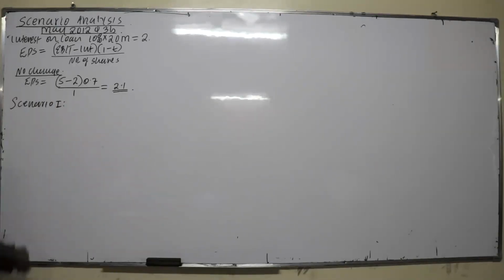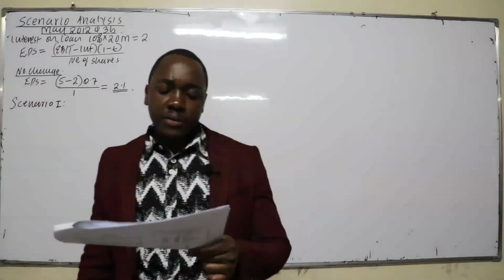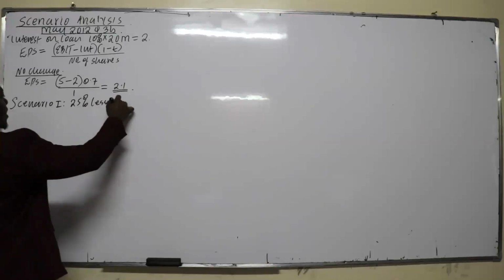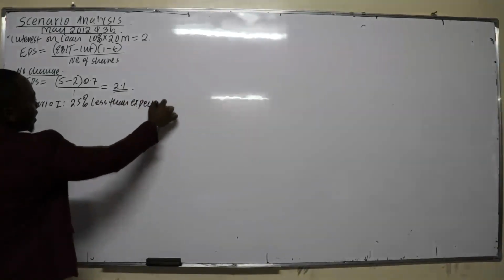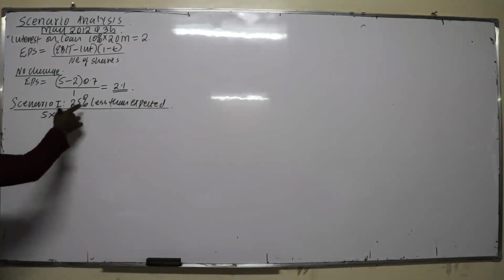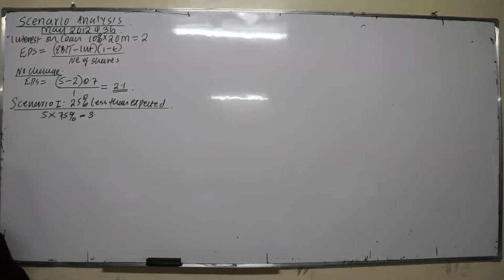Now let's separate scenario 1. Scenario 1 was a case where the earning before interest and tax is 25% less than expected. How much is the current EBIT? 5. When it reduces by 25%, you multiply by 0.75, so it will be 3.75. Good. Now let's compute the earnings per share.